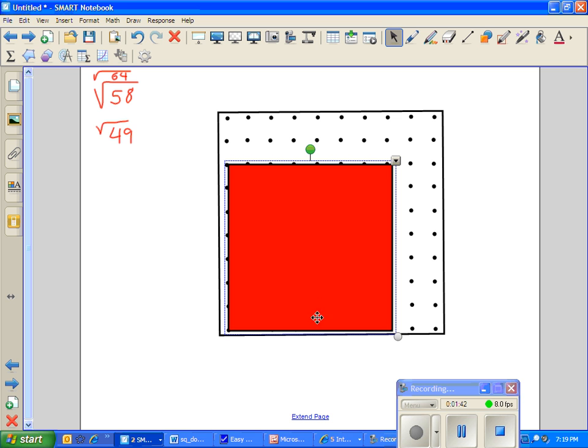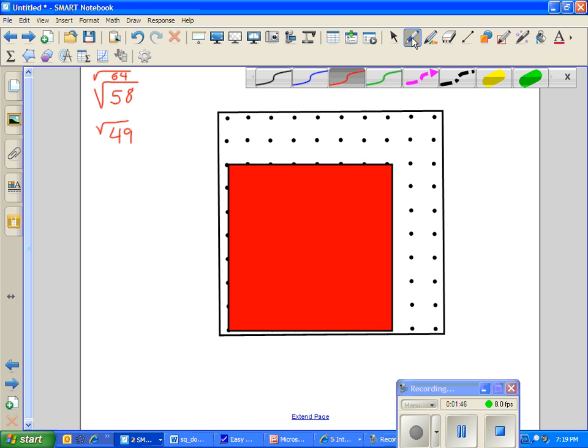I would have rather drawn it, but we'll live with this. So there's my 49 area square. It's 7 by 7 dots. So it's 49. The square I'm focusing on has an area of 58. But I can't show you that because it's not a perfect square. I have to look at the two squares it would go between.